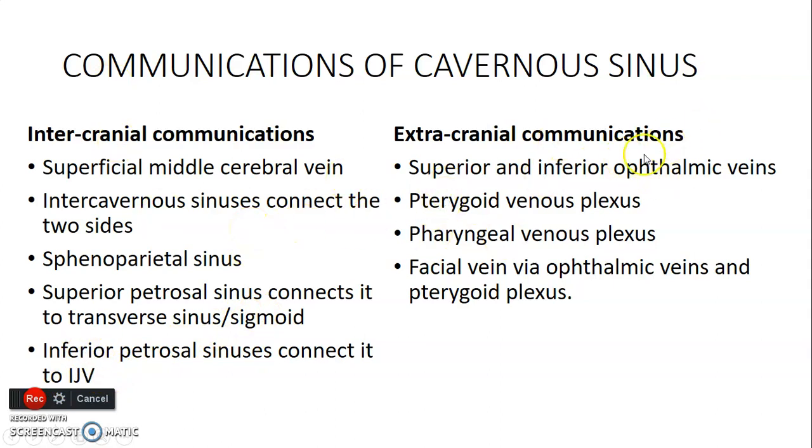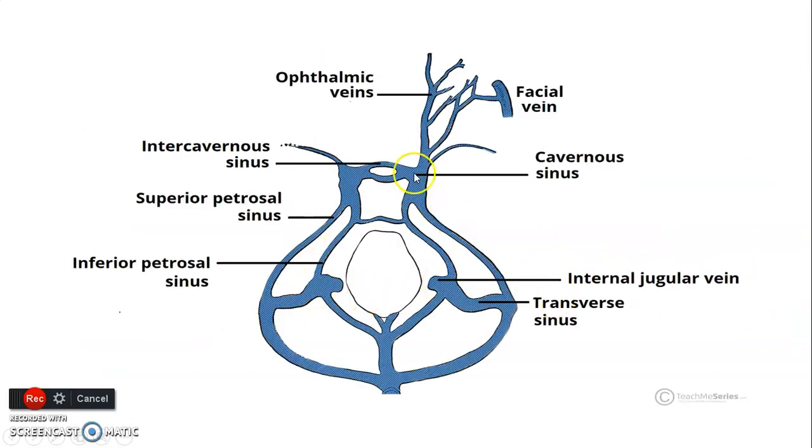The extracranial communications are the superior and inferior ophthalmic veins, the pterygoid venous plexuses, and the pharyngeal venous plexus, as well as the facial vein, which can also drain into the ophthalmic vein and pterygoid plexus and bring blood into the cavernous sinus.